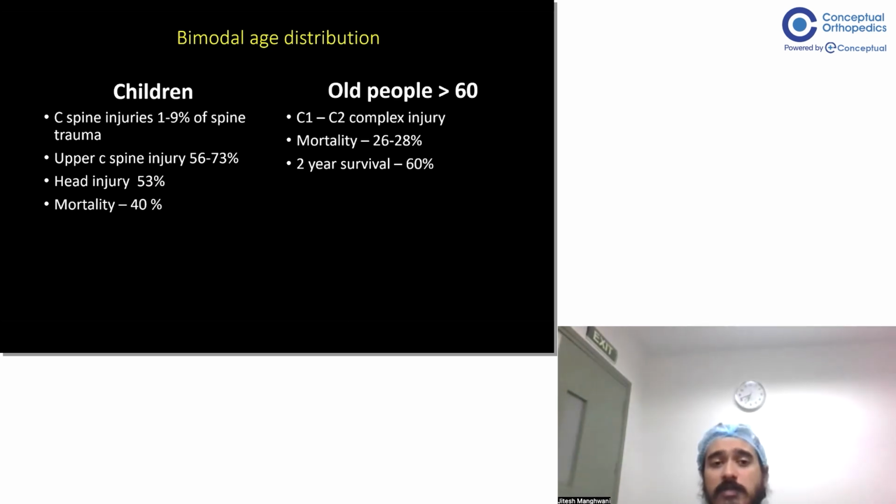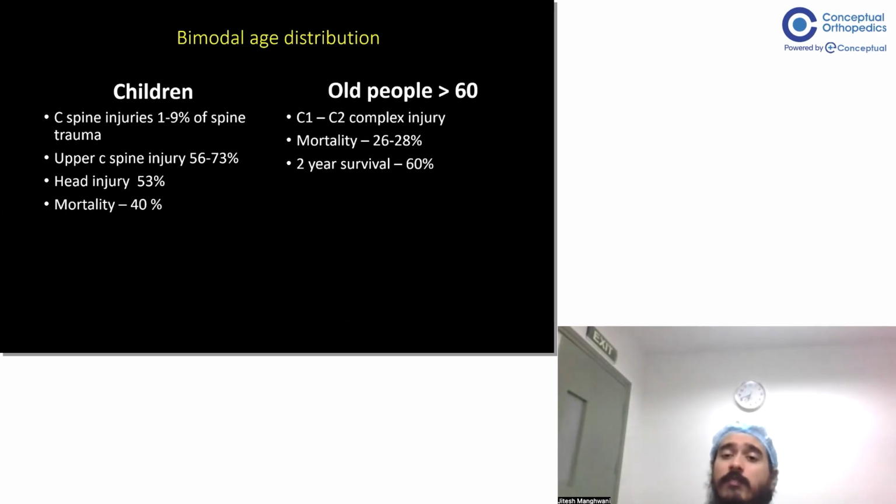Cervical spine injuries constitute 1 to 9% of the spinal trauma in children. And out of this, upper cervical spine injury in itself is 56 to 73%. In these kids, generally the head injury component is associated in 53% of the cases, and there is a 40% mortality because of these injuries.